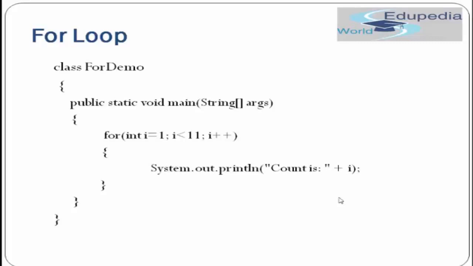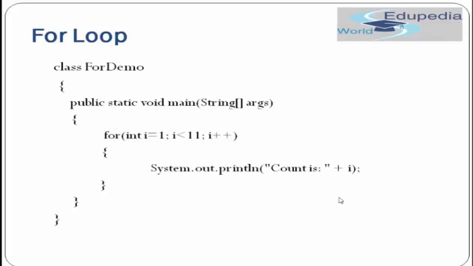After that, the increment will happen. I will be changed to 2. Once I becomes 2, again it will check the condition. Since the condition is true, it will again execute and print count as 2. This loop will keep on executing till I becomes 11. When I is 10, the condition is still true and it prints 10. After that it increments I to 11.